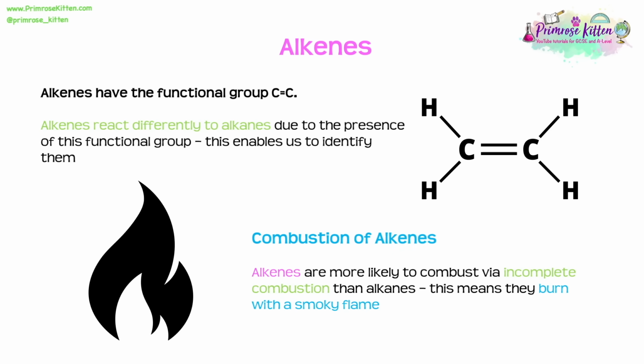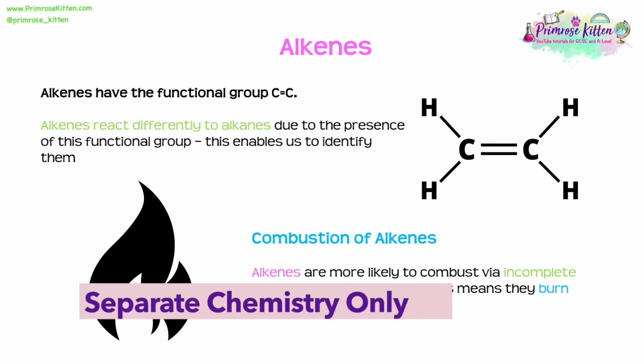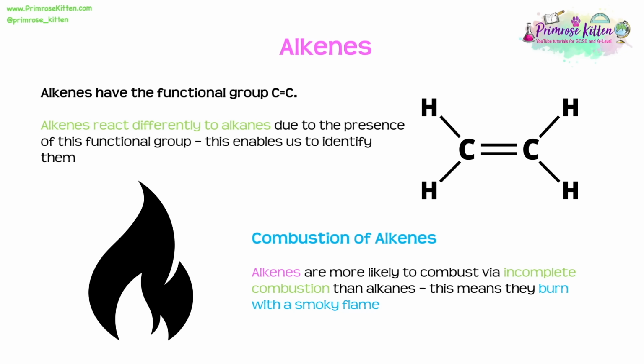Alkenes have the functional group C double bond C. And because of this bond, this functional group, we can see that alkenes react differently to alkanes. And it's this fact that enables us to identify alkenes compared to alkanes.